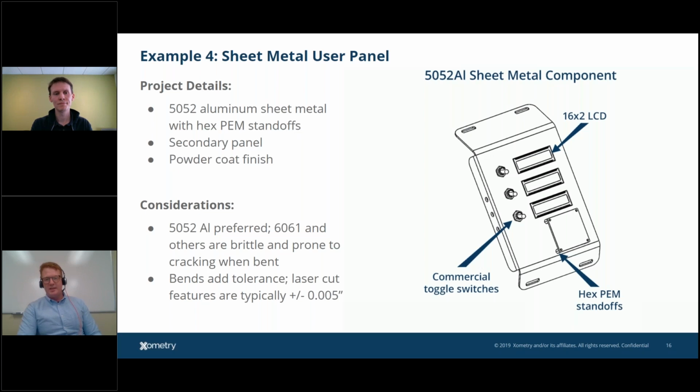So this next example is just a really good example of the benefits of using Xometry's sheet metal capabilities. So we build sheet metal components for maybe gauge clusters on testing equipment or equipment shields, machine shields, large brackets and things like that. We build those all the time in sheet metal. It's a really great low-cost option to get the geometry you need manufactured.